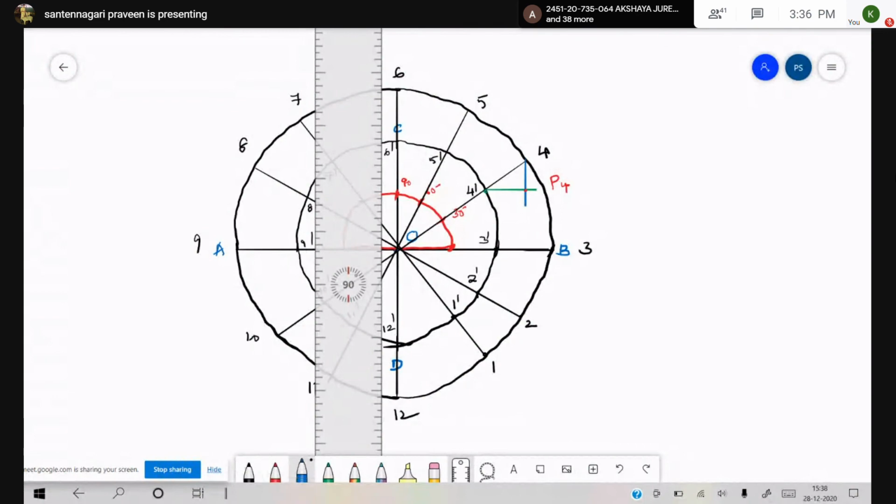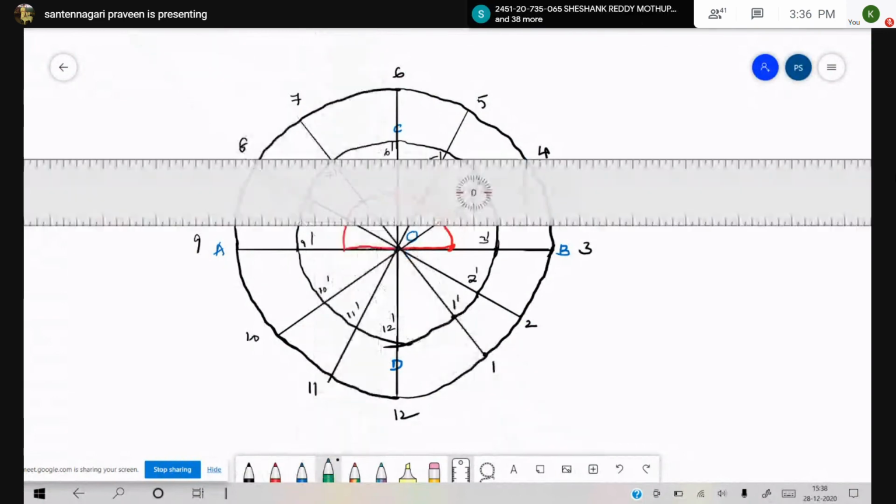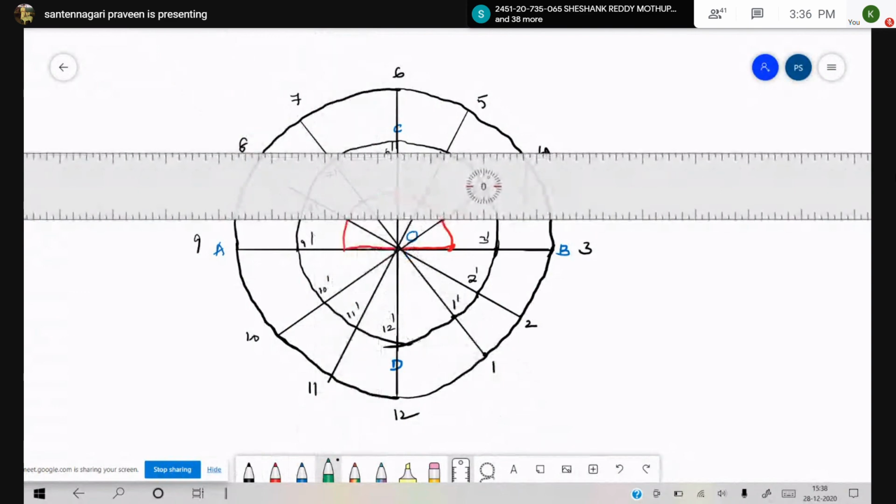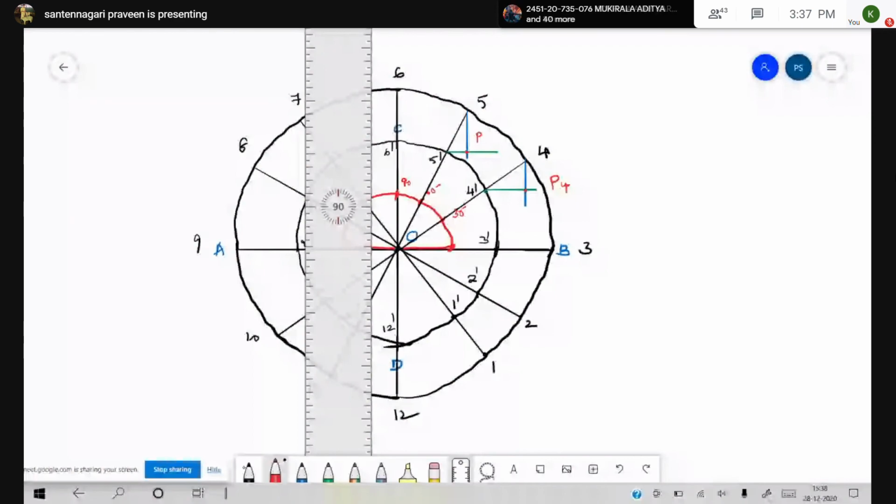Similarly, from point 5 dash, you take a horizontal line. Now that should be intersected with a line which is dropped from point 5. This is the vertical that I'm dropping, and it intersects the previously drawn line. This point is your P5.